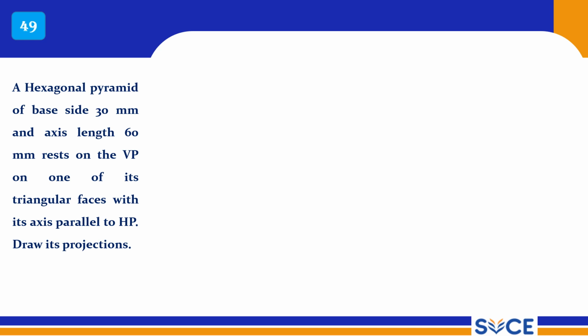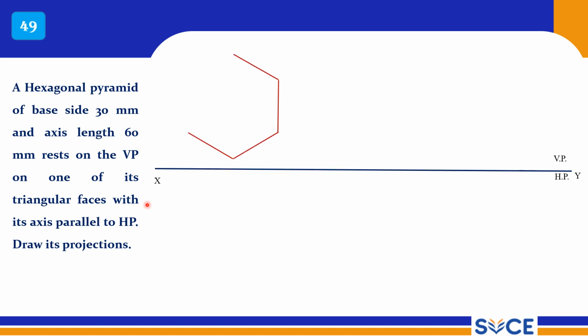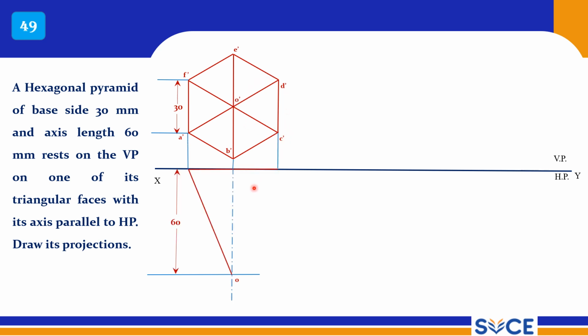So the 49th problem: a hexagonal pyramid of base side 30 mm and axis length 60 mm rests on the VP on one of its triangular faces with its axis parallel to HP. Draw its projections. So it is also very similar. It rests on VP on one of its triangular faces. It is also the slant face, triangular face, lateral face, all are the same. So draw the lateral face here. This is the hexagonal pyramid, and this is the lateral face DCO. It will be lying on DCO now.